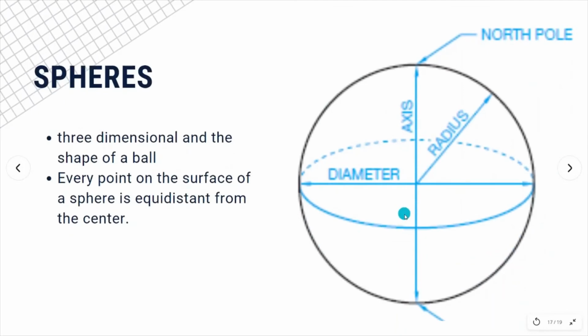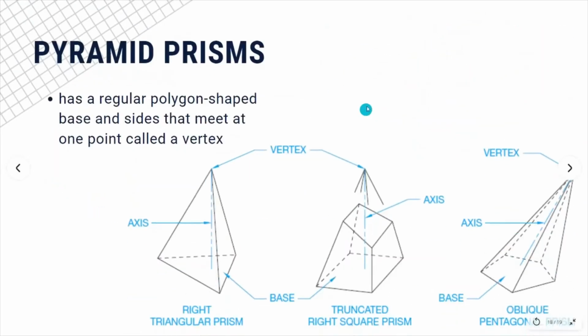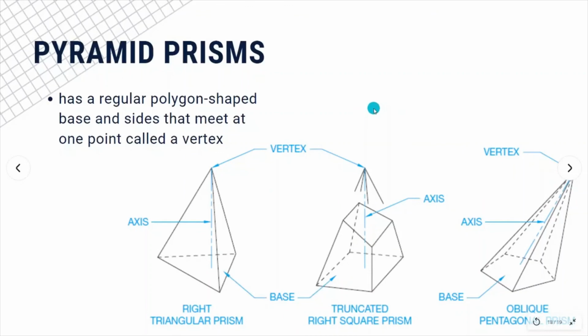Now, spheres are three-dimensional and in the shape of a ball. Typically, our globe, or the planet we live in, is a sphere, right? So every point on the surface of the sphere is equidistant from the center. So it is like a circle but in 3D. That is basically the sphere.